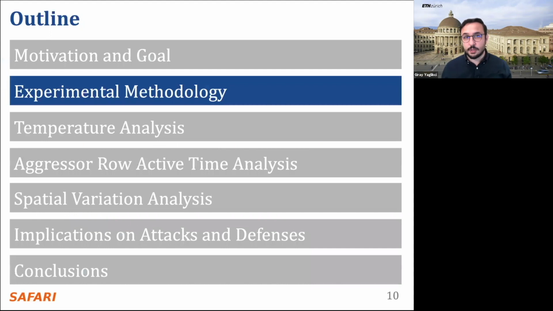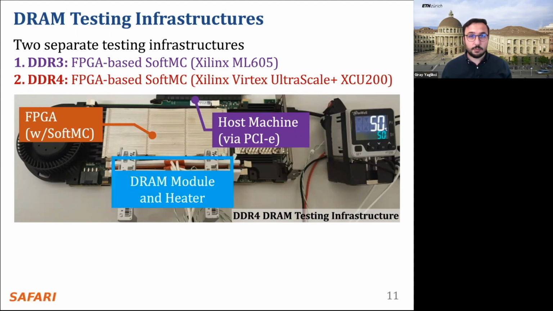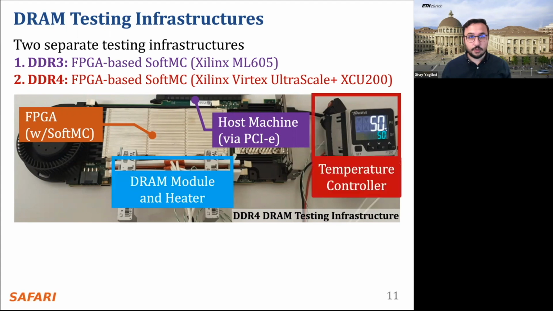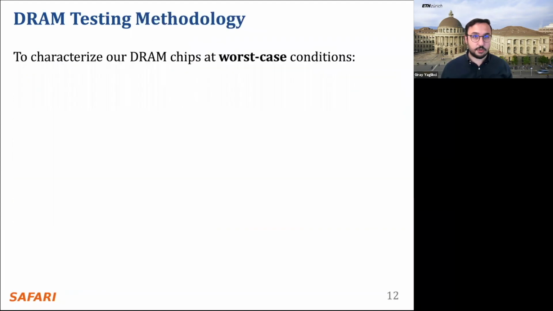Let me quickly explain our experimental methodology. We use two FPGA-based experimental setups for DDR3 and DDR4 DRAM modules, both programmed with a modified version of SoftMC. We control the chip temperature using a pair of heaters connected to a temperature controller. These infrastructures provide us with fine-grained control over DRAM commands, timing parameters, and temperature.